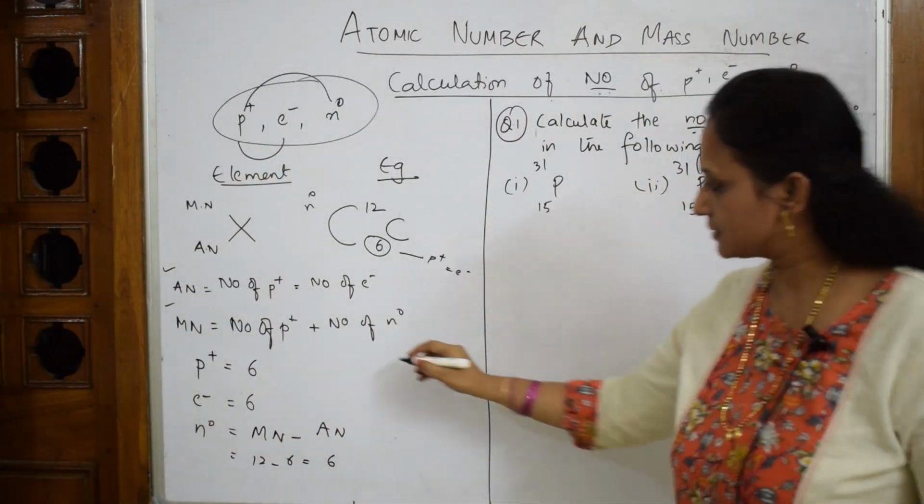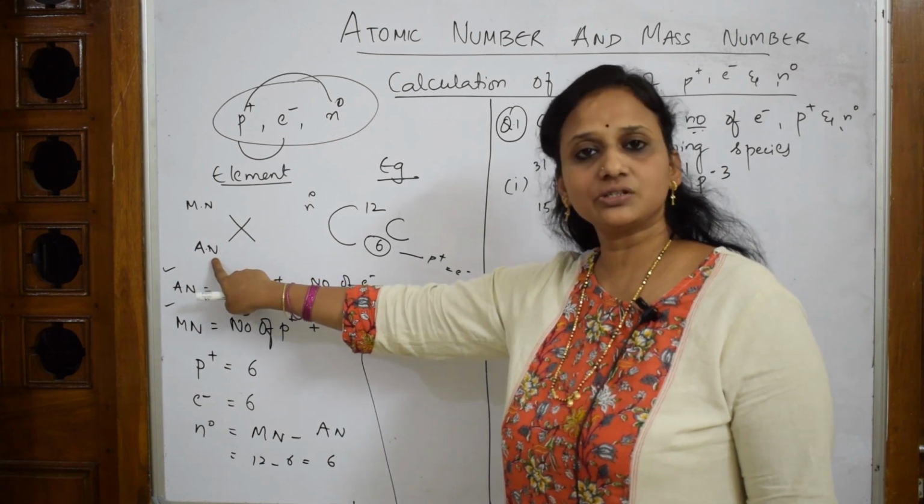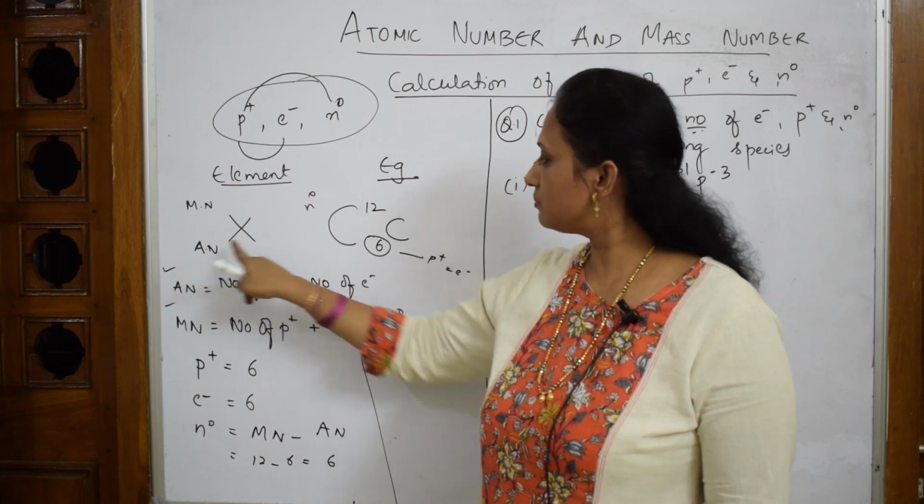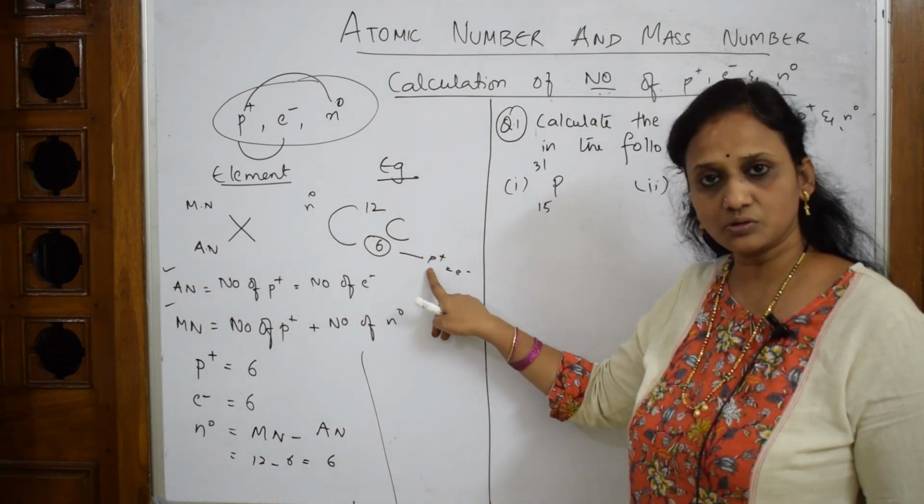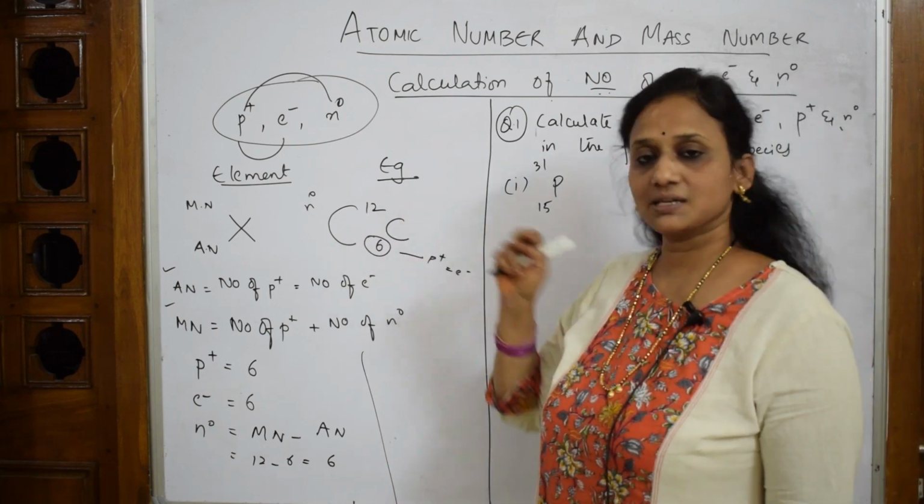Yes, once again, simple. Element is denoted as X. Atomic number is denoted at the base. Mass number is denoted at the top. Atomic number is always equal to protons. Protons are always equal to electrons. Simple. After that comes your mass number.